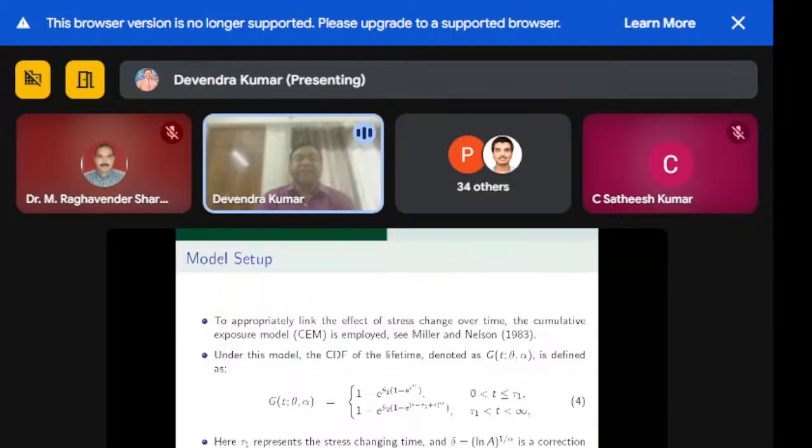To approximately link the effect of stress change over time, the cumulative exposure model is employed. See Miller and Nelson 1983. So under this model, the CDF of the lifetime, denoted G theta alpha, is defined in equation 4. Here tau 1 represents the stress changing time, and delta i is the correction term ensuring the continuity at the stress transition, chosen such that F of delta theta 2 alpha equal to F of tau 1 delta alpha equal to F of tau 2 alpha.